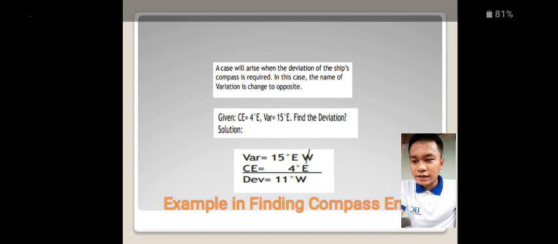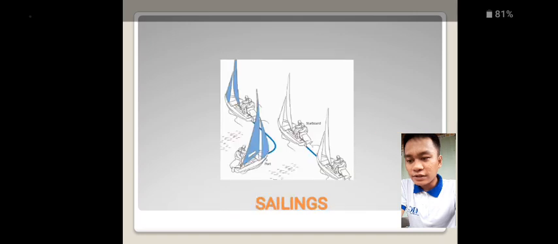The question is, a case will arise when the deviation of the ship's compass is required. In this case, the name of variation is changed to the opposite. Given: compass error is equal to 4 degrees east, variation is equal to 15 degrees east. Find the deviation. So variation of 15 degrees is now west because it is changed to opposite. 15 degrees west minus 4 degrees east is equal to 11 degrees. Deviation is 11 degrees west. Its direction is west because by the rule we copy the name of the higher number.